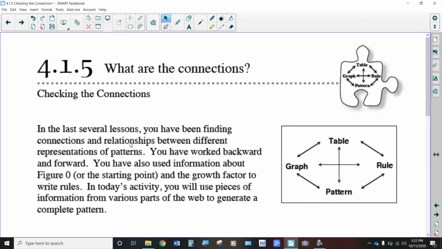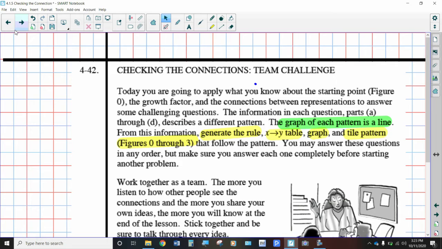It says, in the last several lessons, you have been finding connections and relationships between different representations of patterns. You've worked backward and forward. You've also used information about figure 0 and the growth factor to write rules. Remember, the figure 0 is like your y-intercept, and your growth factor is the number that you multiply times x in the rule. In today's activity, you will use pieces of information from various parts of the web to generate the complete pattern. So you'll be given 2, and then you have to figure out the other 2, basically. So let's just jump right into it.